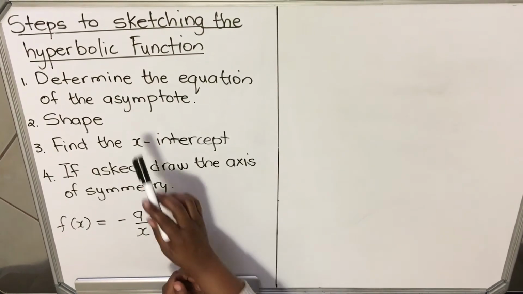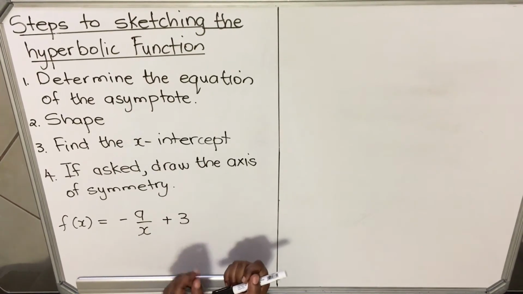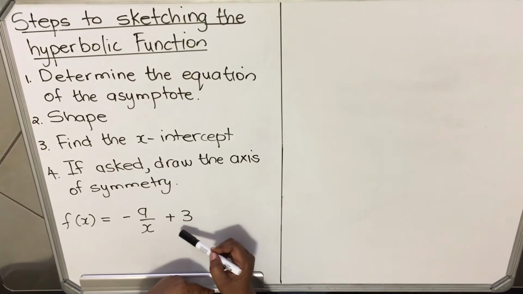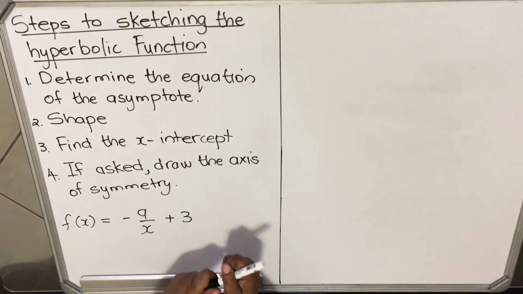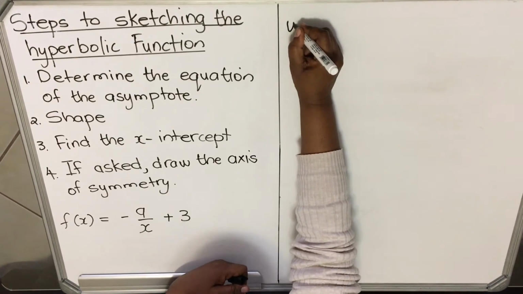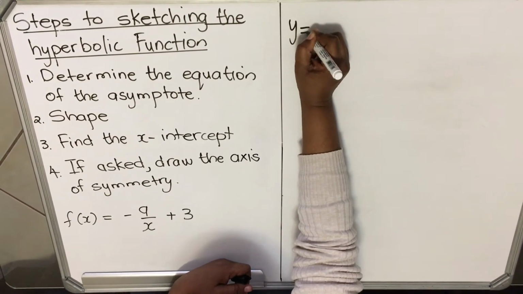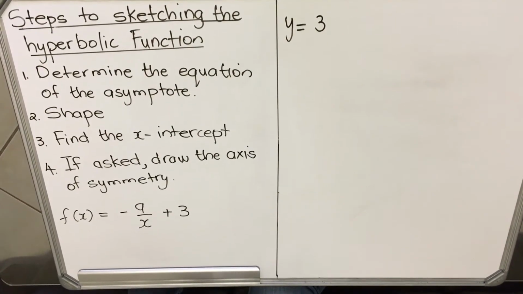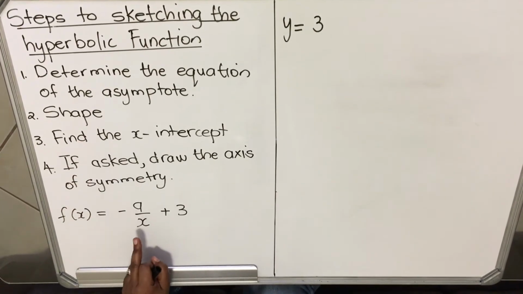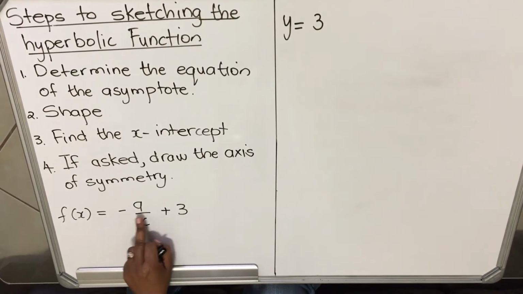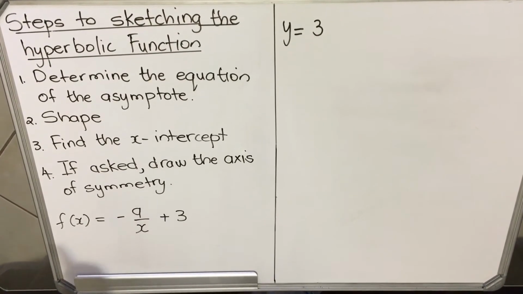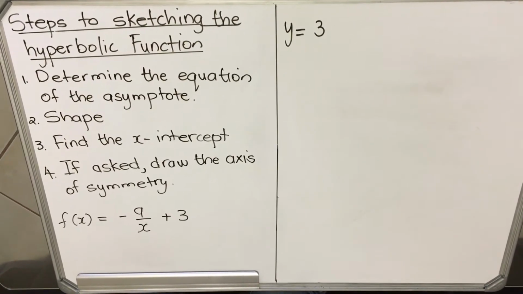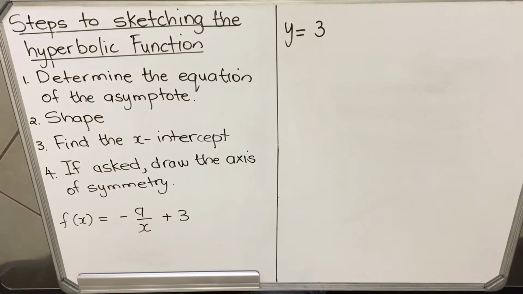So the first one, we're going to determine the equation of the asymptote. Here is our function, and the asymptote is q. So that number that goes alone, that's your q. So we're going to have y. The asymptote is always written as an equation. y equals 3. This is our asymptote. The second one, shape. Because our a is negative 9, it's negative, it's going to be in the second quadrant and in the fourth quadrant.